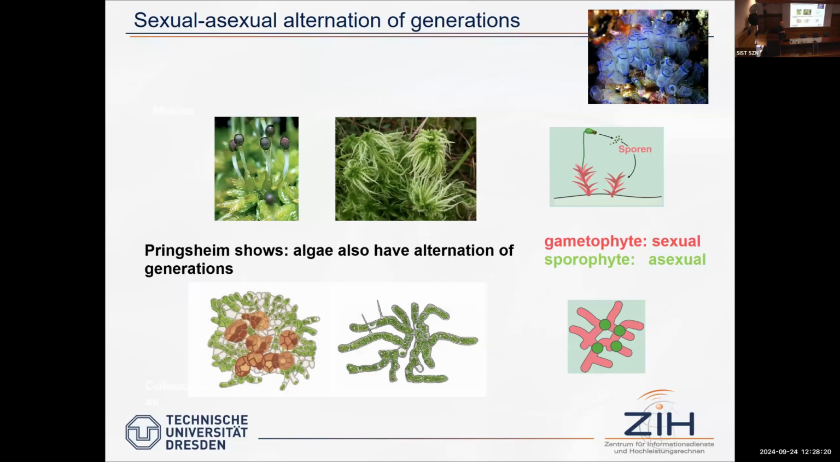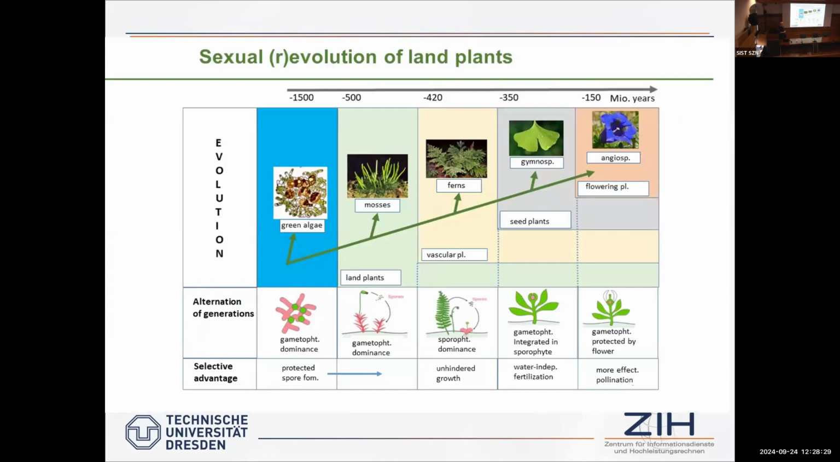And this has a long-lasting implication. Namely, we can look at the sexual evolution of land plants by the variation of the alternation of generations. This is from green algae all the way to gymnosperms and angiosperms. And what we see in the beginning, the algae, they have a gametophytic dominance. The sporophyte is very small. And then finally, in the higher seed plants, there is a sporophytic dominance, and the gametophyte is very small. So this finding in the green algae has a lot of consequences.